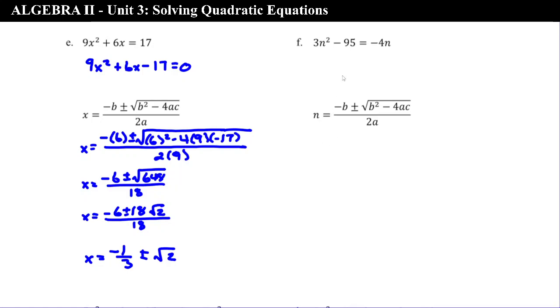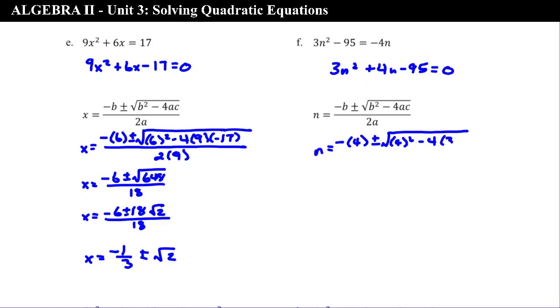For f, we got to move everything to one side, so we got 3n squared plus 4n minus 95 equals 0. And so here we have n equals the opposite of 4 plus or minus the square root of b squared, which is 4 squared, minus 4ac, which is 4 times 3 times negative 95, all over 2a. So 2 and then a is 3.